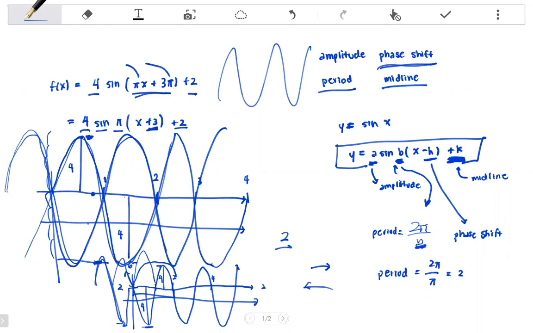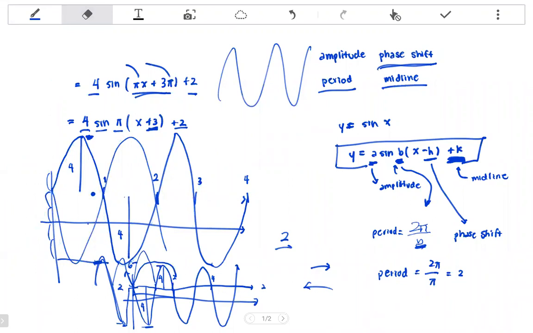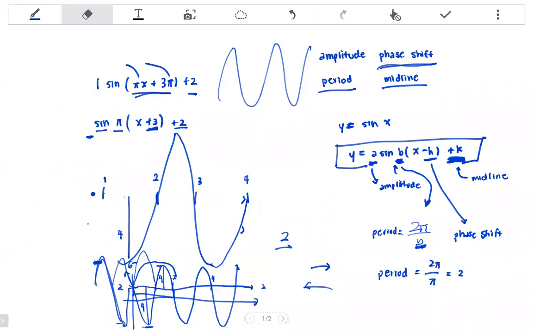Any questions on how to graph it so far? No questions? Okay. Well, that's going to be it for our lesson today.